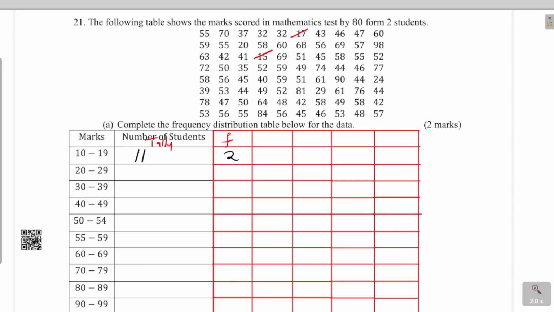20 to 29. Any value that is between 20 and 29, we identify that. So we have one there. 20 to 29.